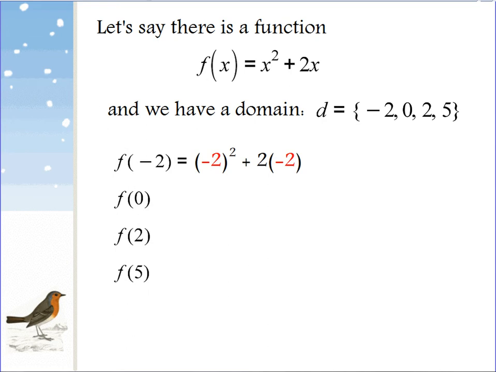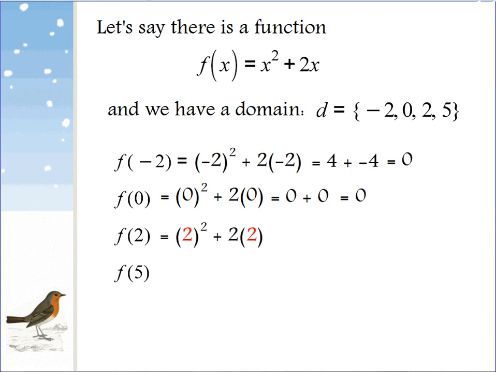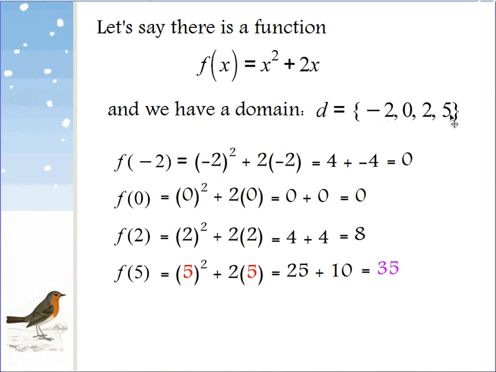First with -2, and I get 4 minus 4, or adding -4, that equals 0. So f of -2 is 0. I do the same thing with the second element in my domain, which is 0. I get 0 plus 0, which again is 0. f of 2 asks me to substitute 2 in for x. I get 4 plus 4, which is 8. And finally, f of 5 gives me 25 plus 10, which is a total of 35. Now I've evaluated my function for every value in the domain.